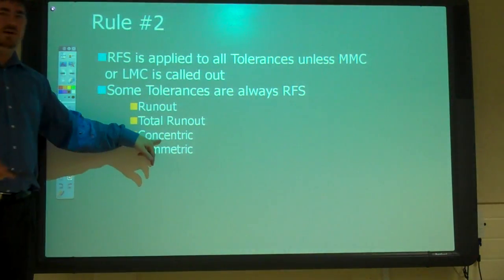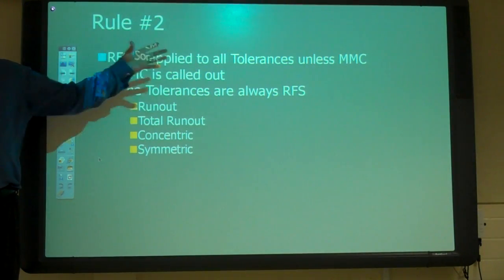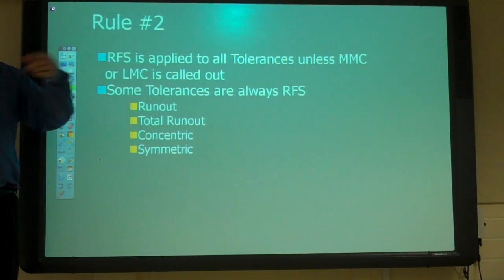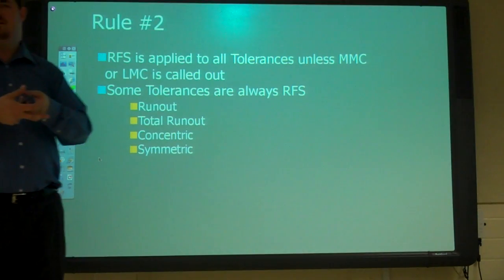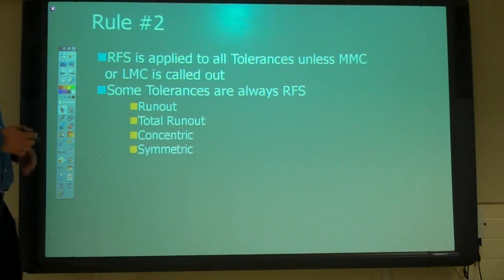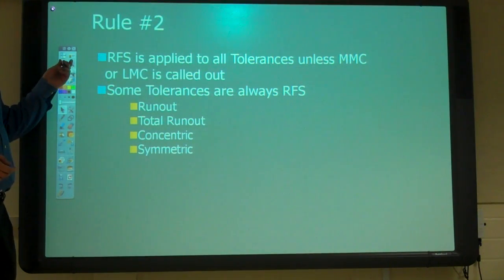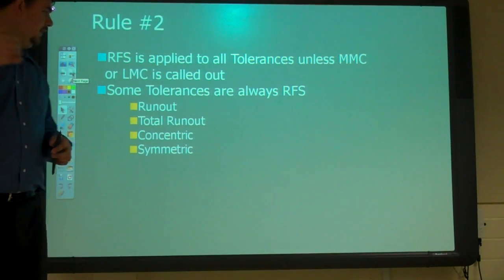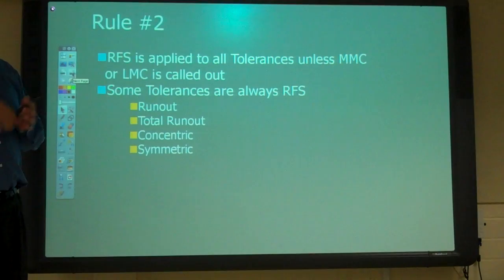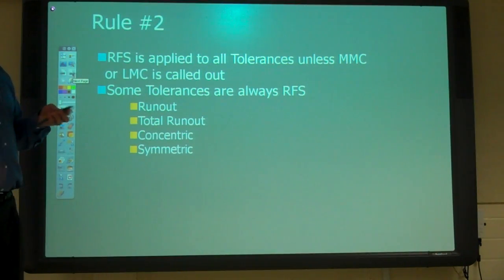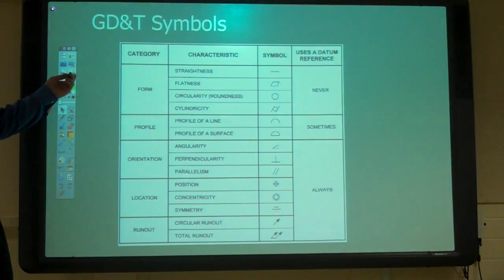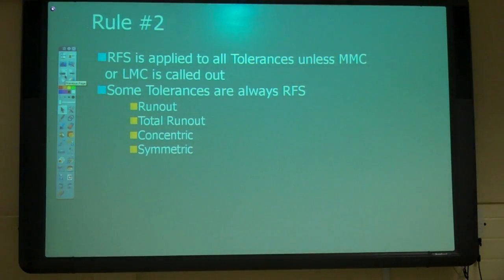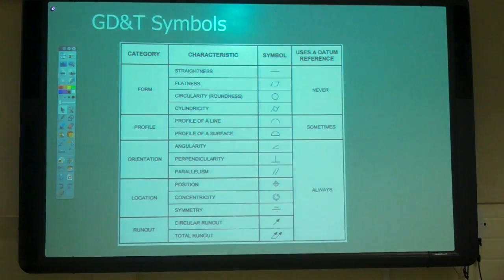Same thing with concentricity. If you have 2 circles, the size of the circles doesn't matter. You still care about them lining up on the same center. Same thing with runout. Runout is like circularity, but it's measured relative to something else. Next week we'll go through a lot more detail of what the different ones are.